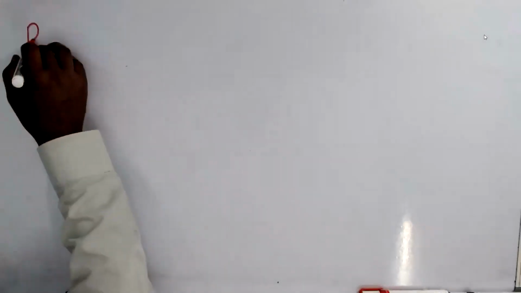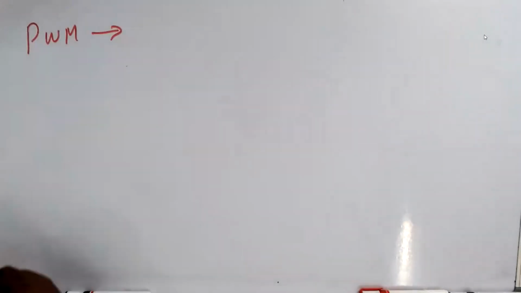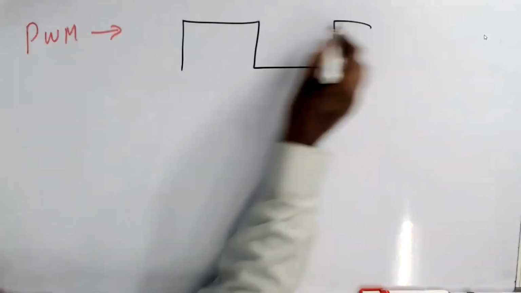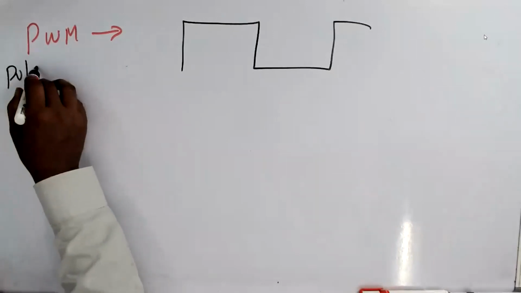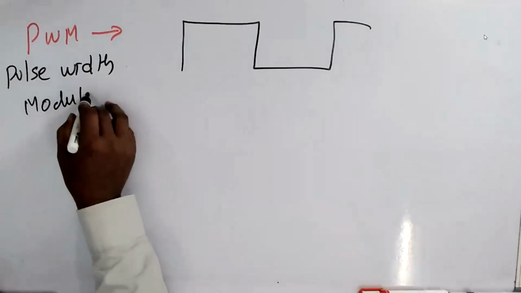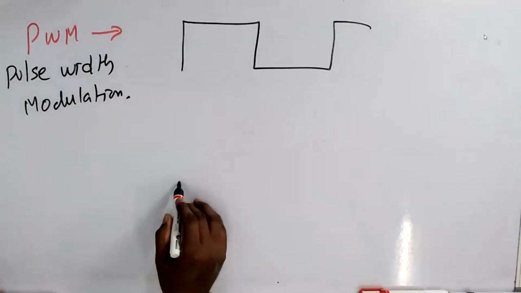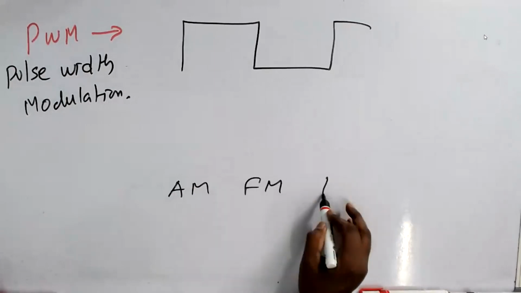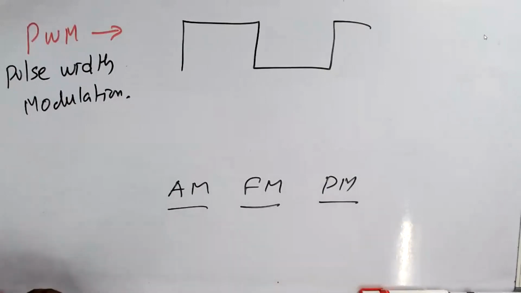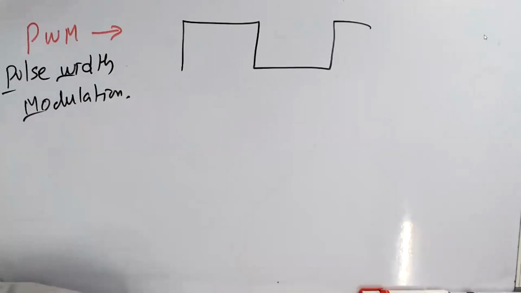What is PWM? A pulse width, this is pulse width modulation. Like you would have studied in college, AM, FM, PM: amplitude modulation, frequency modulation, phase modulation. This is pulse width modulation. So just by making a switch on and off, I could control the voltage very nicely.